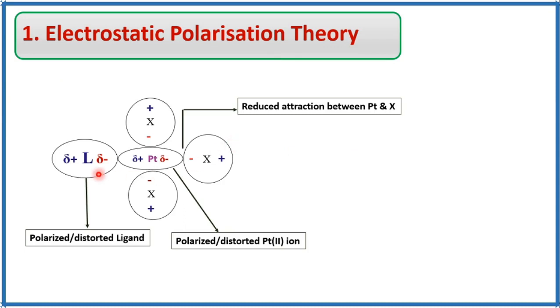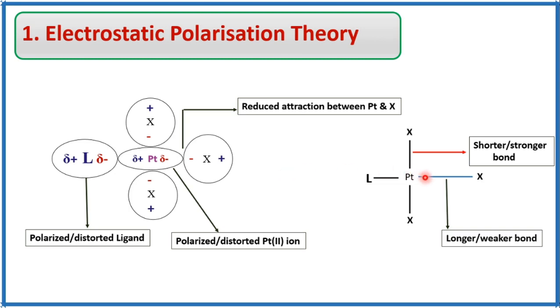So what is happening here? Initially, there is cancellation of the dipoles of these X's which are opposite to each other, and because of the larger polarizability of L, there is a formation of a dipole in the metal itself, and this L also gets polarized because of this platinum. Because of this polarization there is a repulsion between the electron cloud of platinum and X. Therefore the bond between platinum and X will have a reduced attraction, and this bond becomes a weaker or lengthy bond.